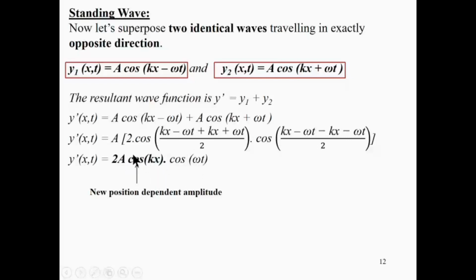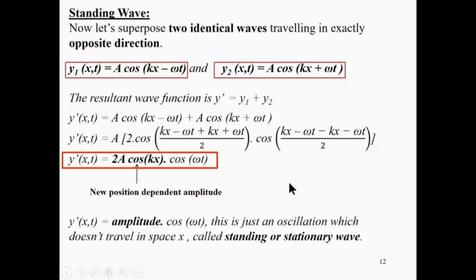Why? This is the new amplitude, a position-dependent amplitude, whose value depends just on the position. This is a constant quantity that depends on position. And this is just cos omega t, a simple harmonic oscillation, because it depends only on time. It doesn't travel. This whole wave pattern doesn't travel along the x direction. So that's why this is called a standing wave, and this is the standing wave equation.